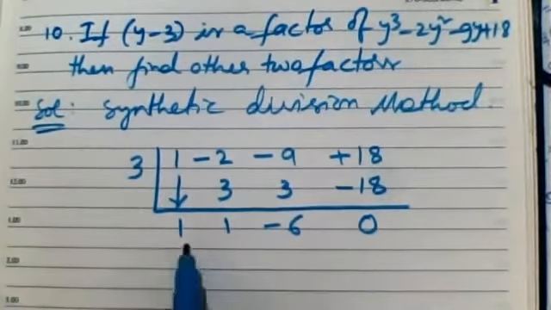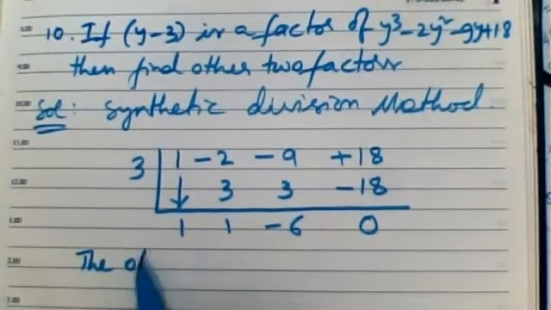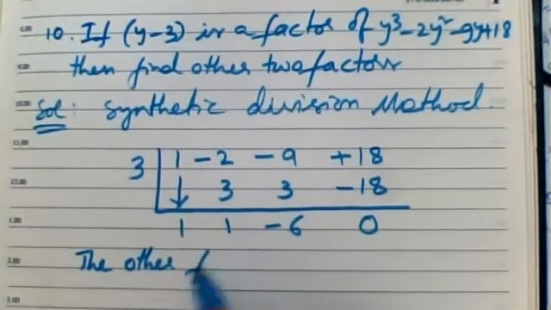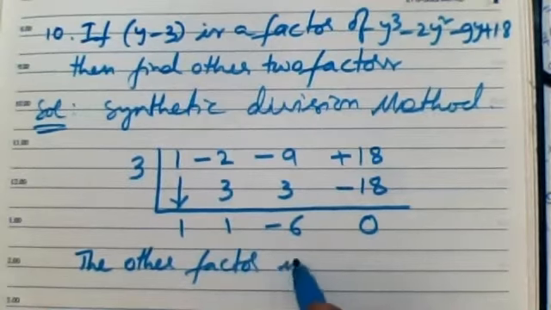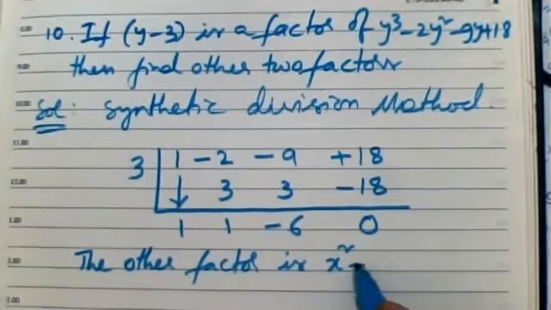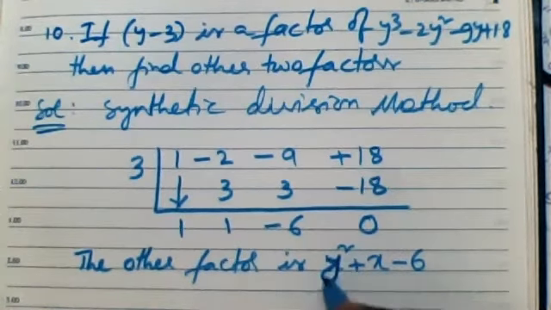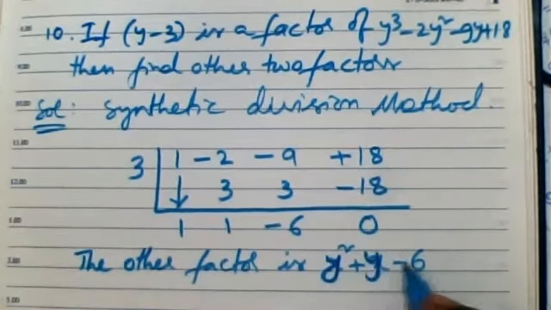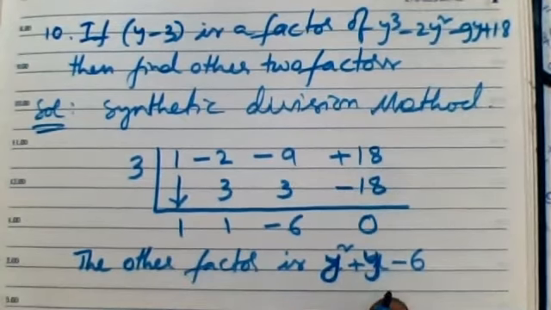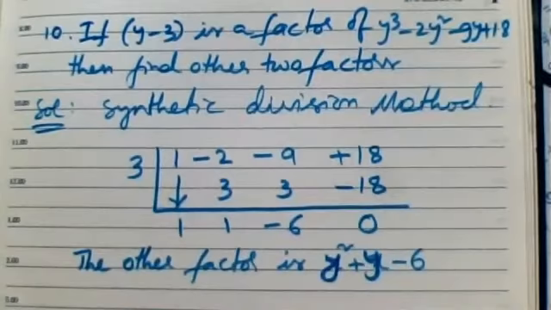Understood children? So what is the next polynomial we have here? The other factor is, what is the other factor beta? Y square plus y minus 6. So y square, y minus 6 is the other factor for the given polynomial. First you copy till here, then we'll proceed further.